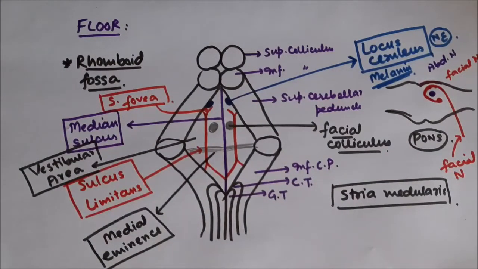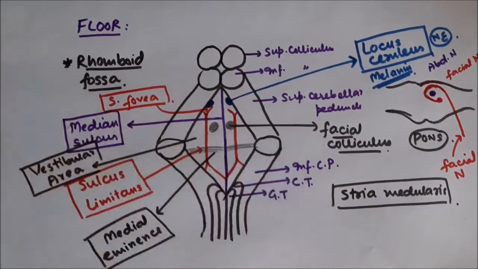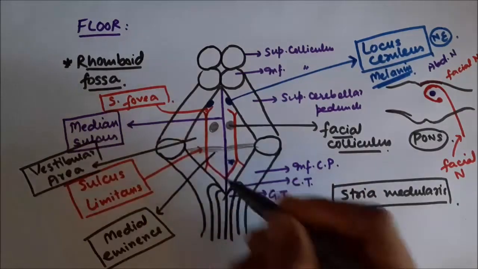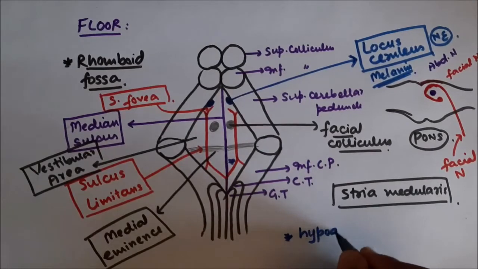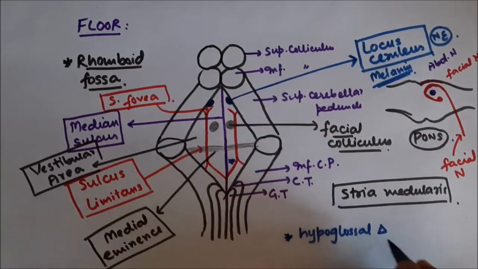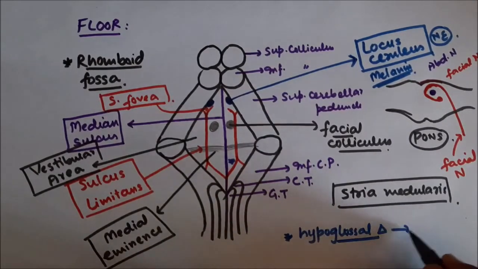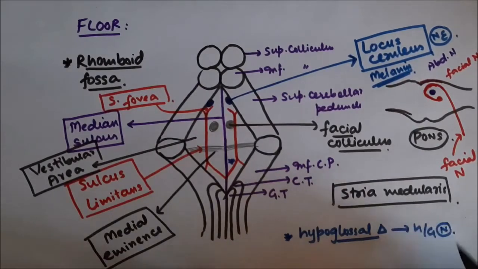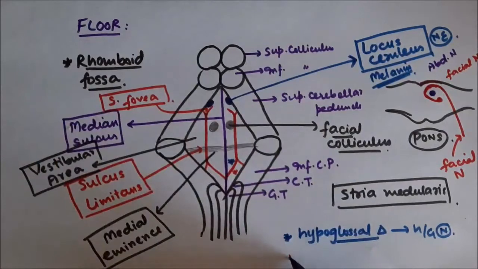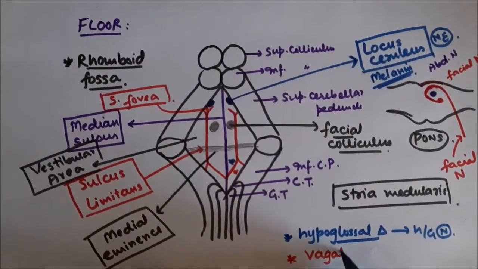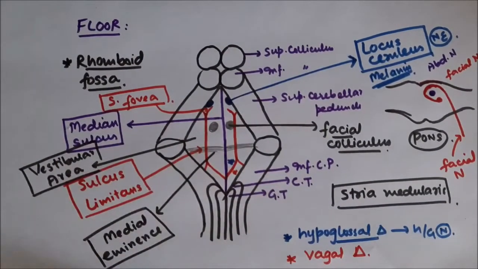The upper triangle is called the hypoglossal triangle. The significance of this triangle is that it contains the hypoglossal nucleus, from which the hypoglossal nerve arises. And the lower triangle is called the vagal triangle.